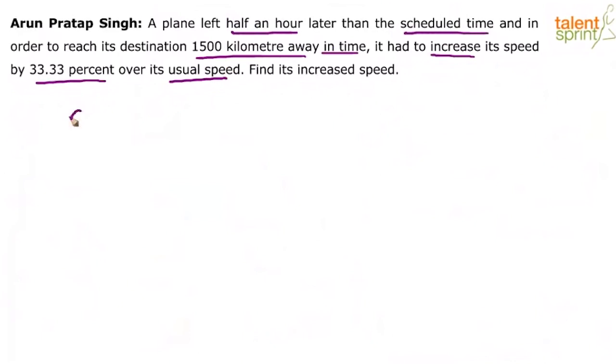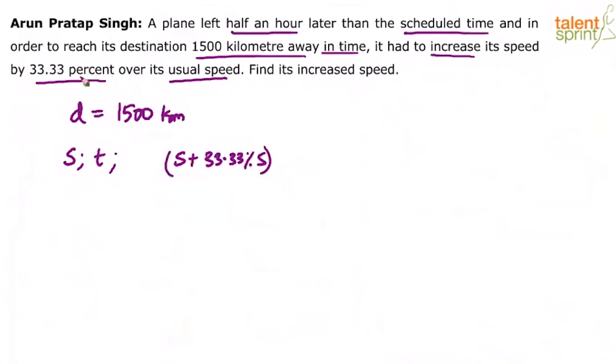So if you see, the distance to be covered is 1500 kilometers. Let us assume the usual speed is s and the usual time taken is t. What is the new speed? The new speed is s plus 33.33% of s. It had to increase its speed by 33.33% over its usual speed.